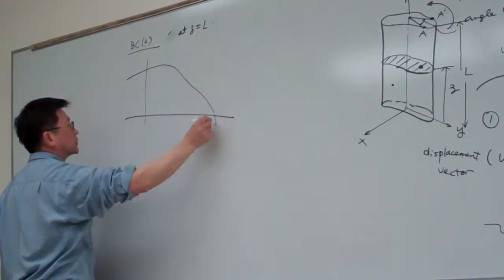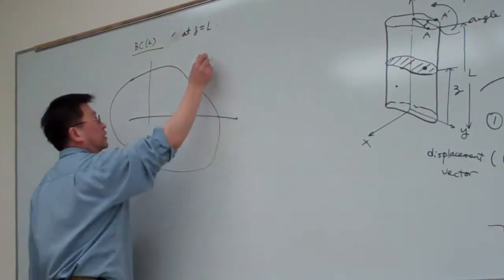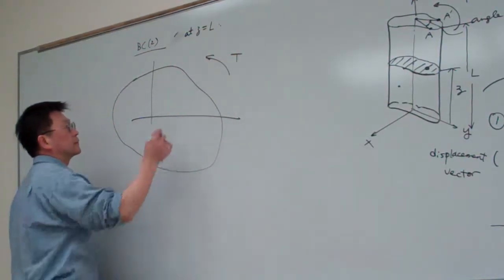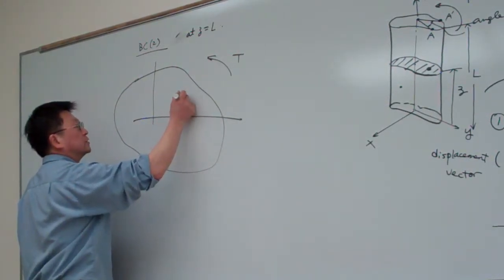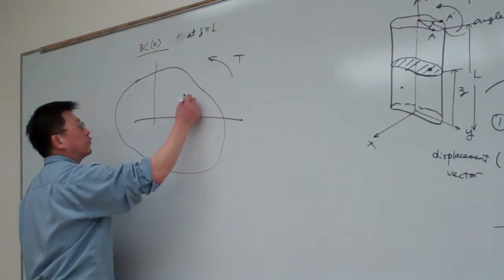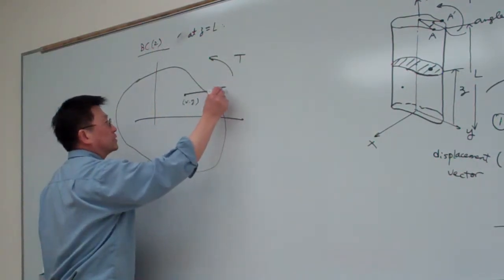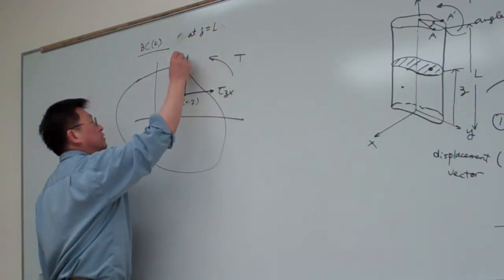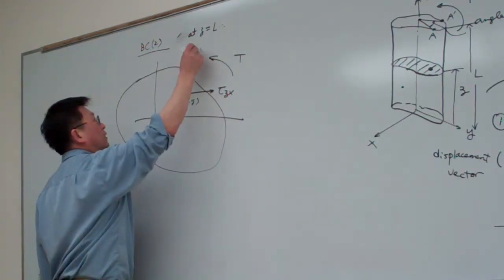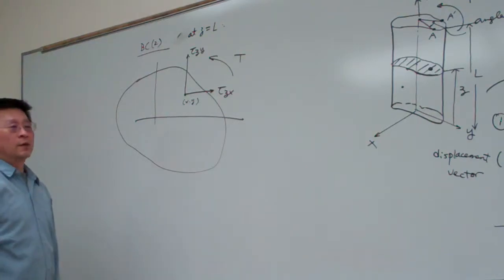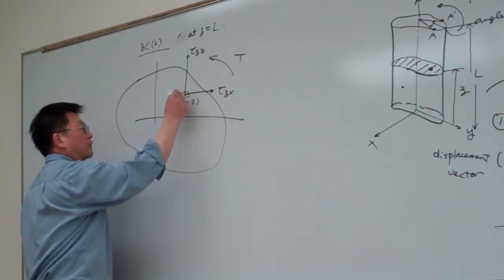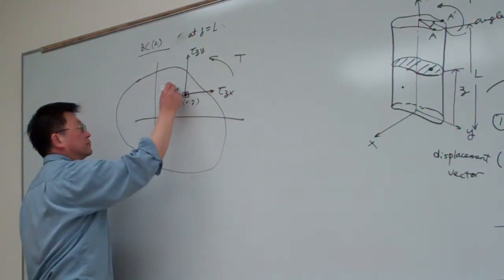Okay, so that is the cross section. Here is our torsion here. At any point, this is point xy. And here is the stress, tau zx direction. This is the stress, tau zy direction, okay? This is a small area, let me call it dA.